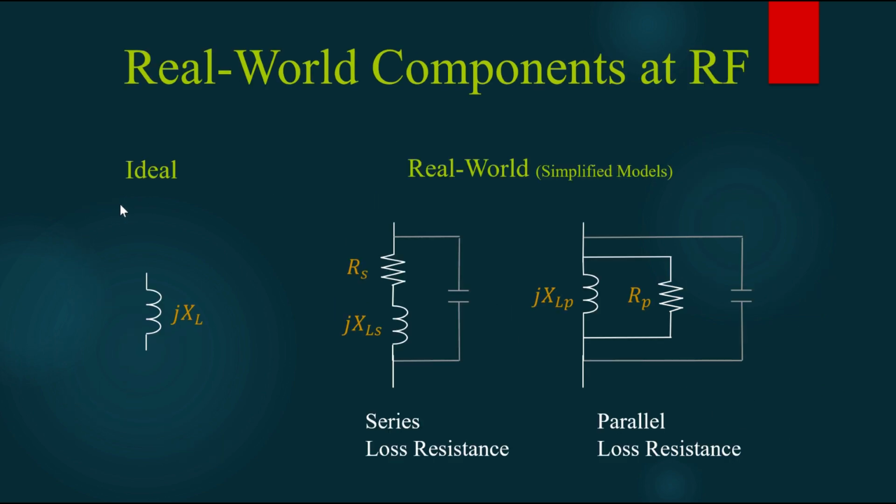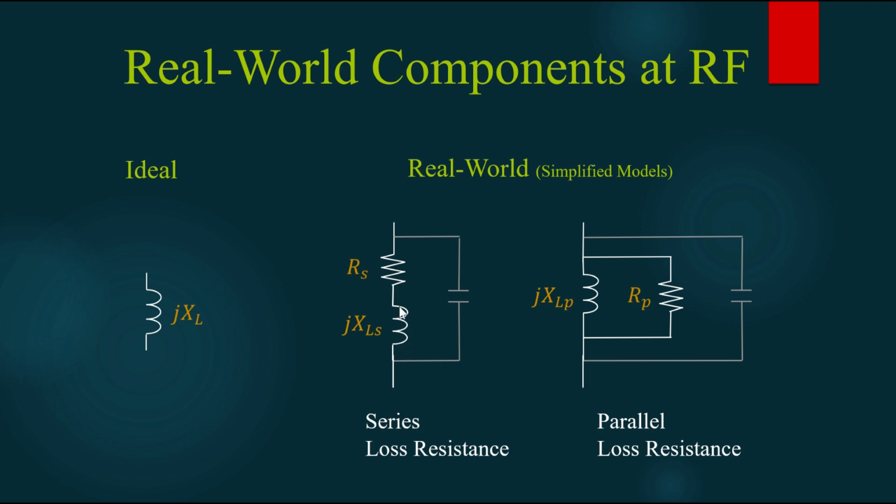But real-world inductors are not ideal. Real-world inductors have some series resistance, and that's because they're made out of wire, but it's also because at radio frequencies, the currents that flow in the wire that makes up the inductor tend to only flow on the outside 1 micron of the conductor, and that makes the resistance go up. So the resistance can be quite high in a radio frequency inductor.